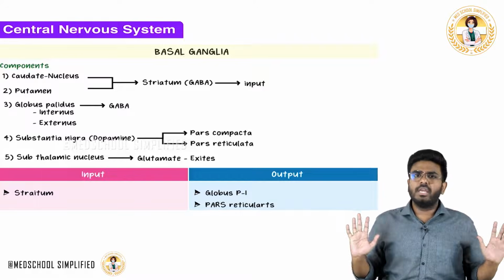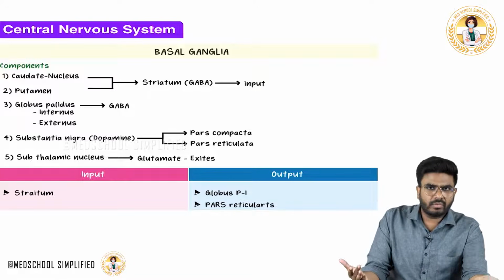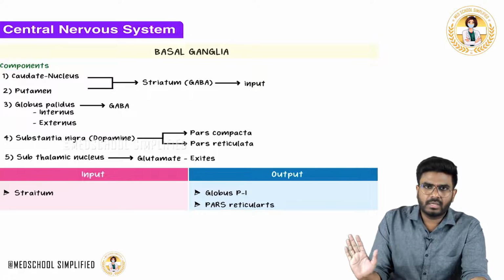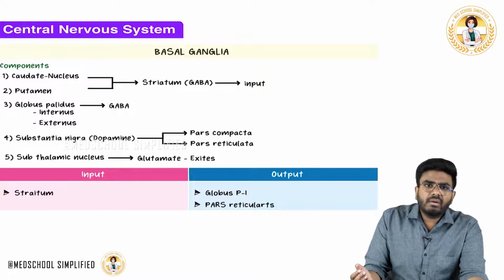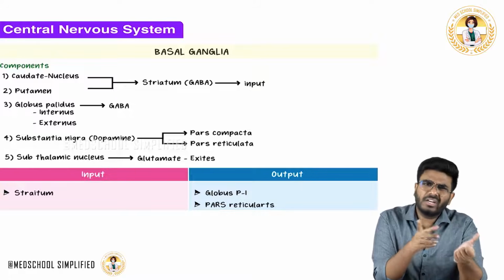For example, imagine you are simply sleeping, simply resting. During resting, do you want any movements? No, we don't want any movements unless you need them. So what will the basal ganglia do? It will inhibit the motor cortex. Normally the motor cortex is there all the time.